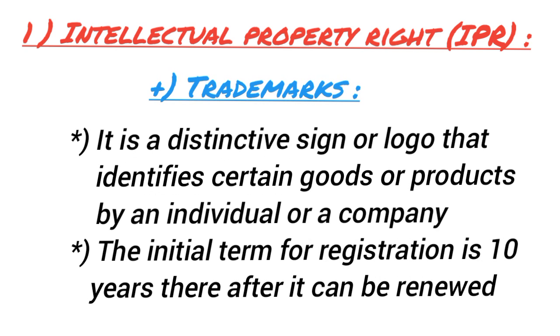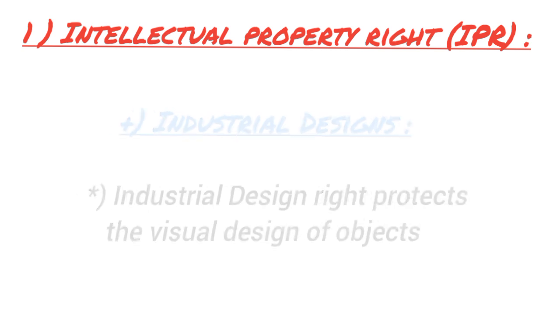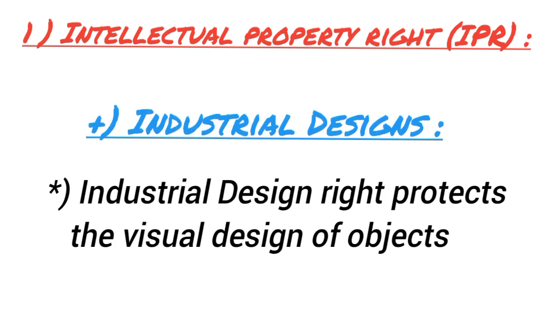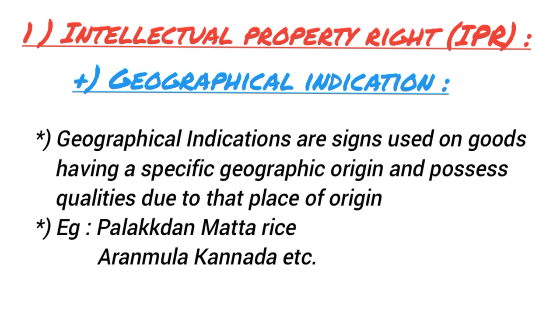Trademarks. It is a distinctive sign or logo that identifies certain goods or products of an individual or a company. The initial term for registration is 10 years, thereafter it can be renewed. Industrial designs. Industrial design right protects the visual designs of objects. Geographical indications. Geographical indications are signs used on goods having a specific geographic origin and possessing qualities due to that place of origin. Examples: Palakkadan Matta rice, Aranmula Kannadi, etc.